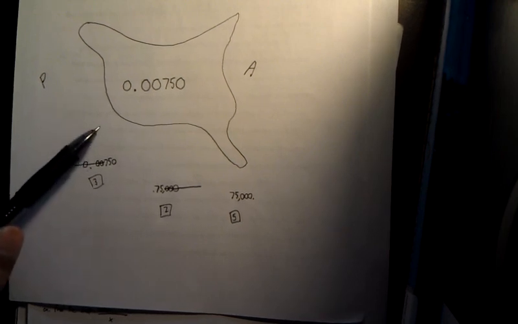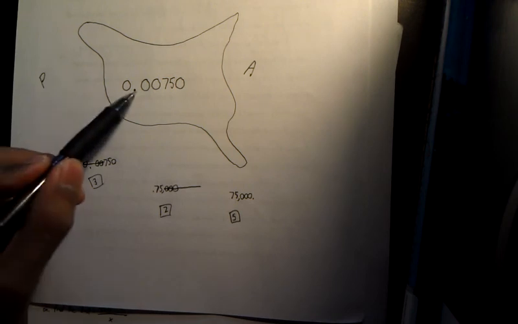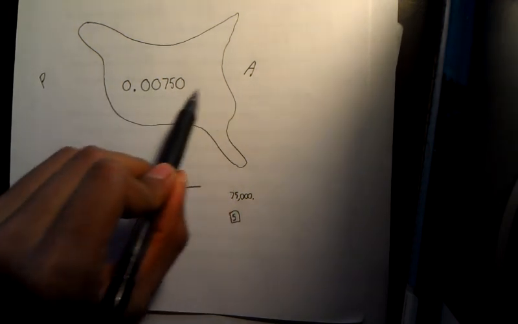And yeah, so just remember, if the decimal is present, come from the Pacific. If the decimal is absent, come from the Atlantic.